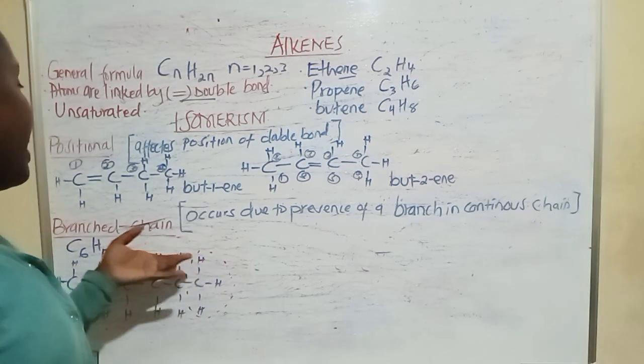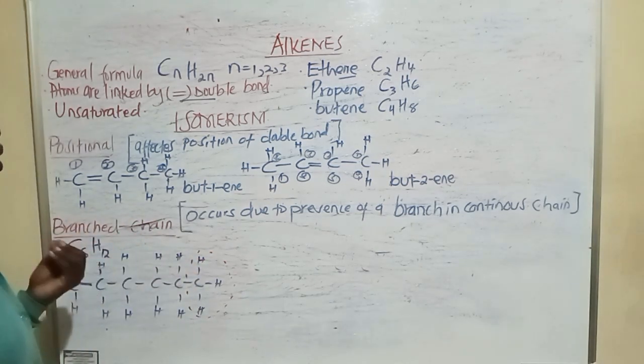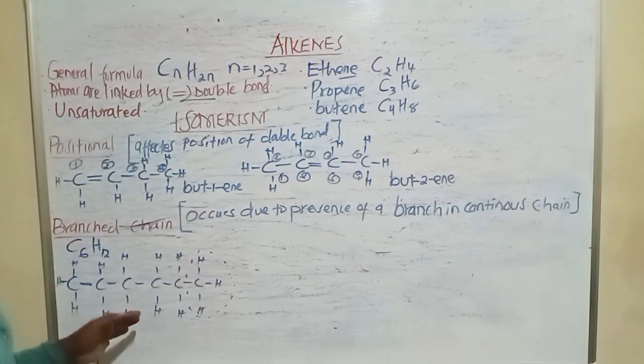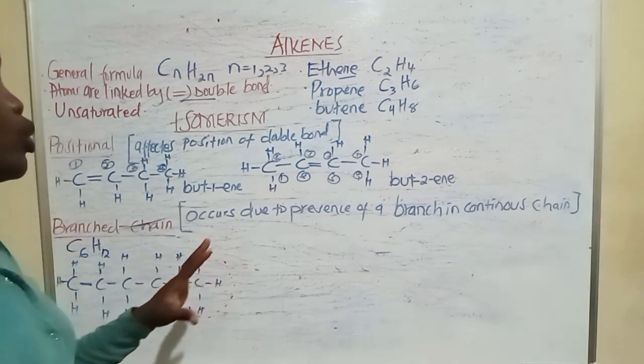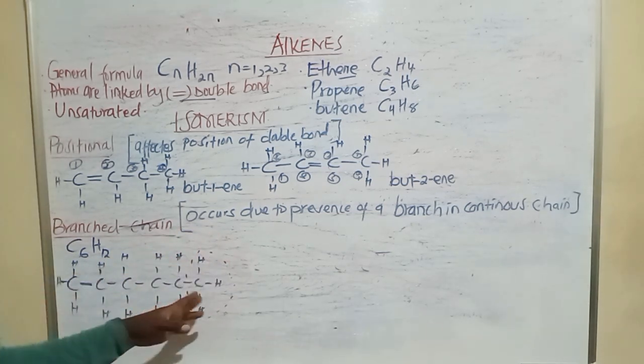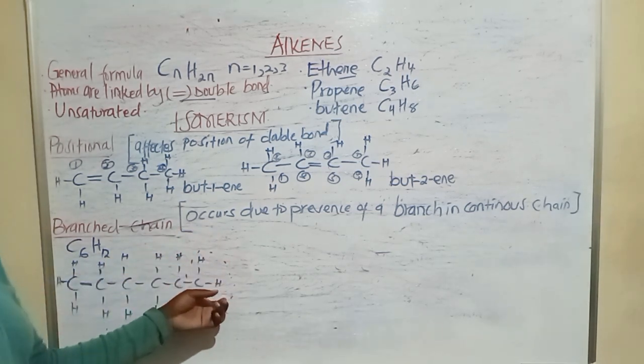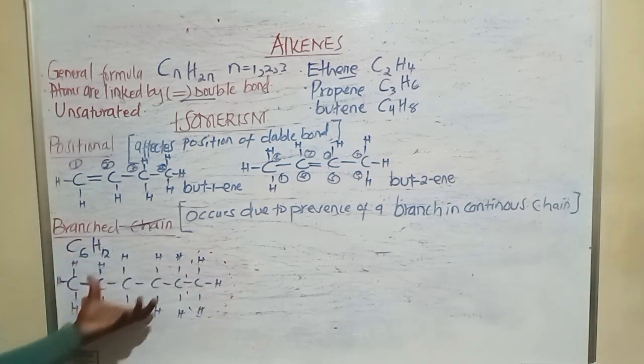Now, in our branch chain isomerism, we are going to shift our constituent methyl group to a certain position within our chain.